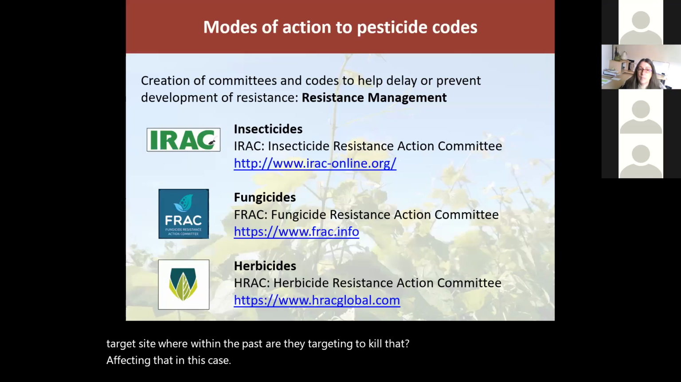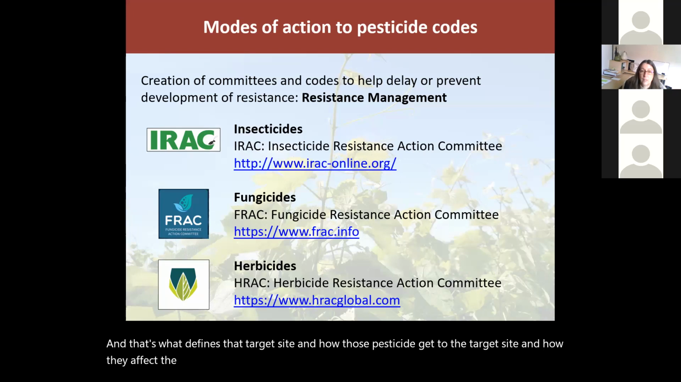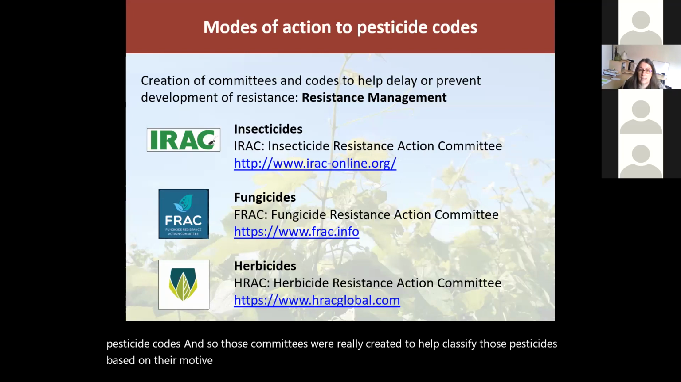And that's what defines that target site, how those pesticides get to the target site, and how they affect the target site physiologically. That led to the creation of those committees to provide pesticide codes. Those committees were really created to help classify pesticides based on their mode of action and their target site, so that the idea is to delay or prevent resistance from happening.